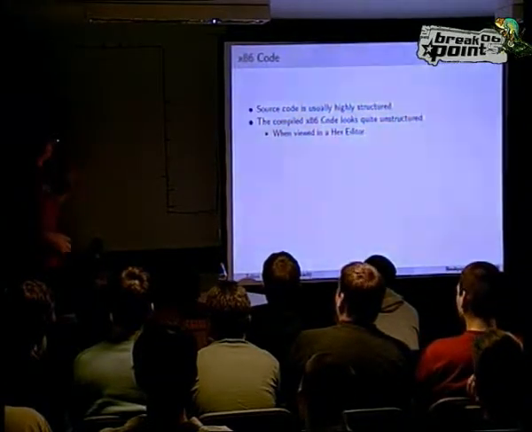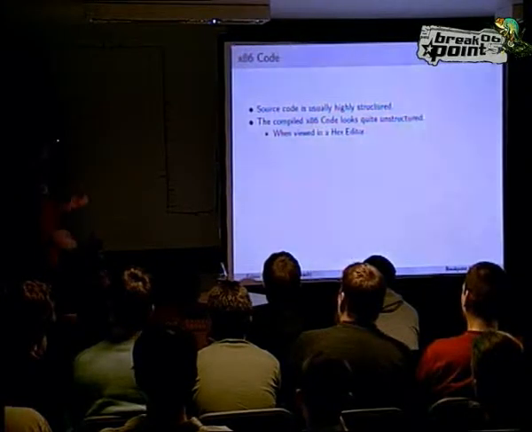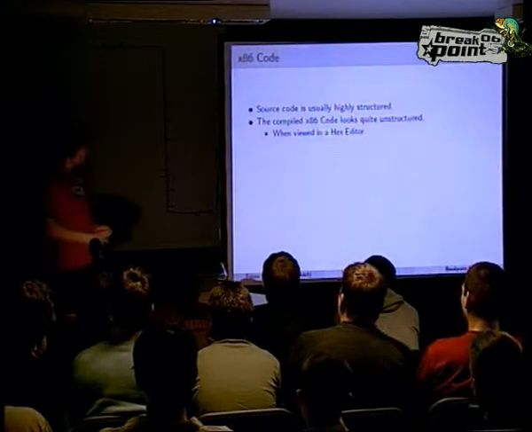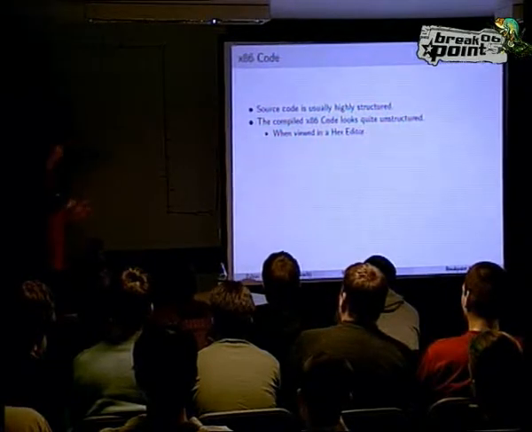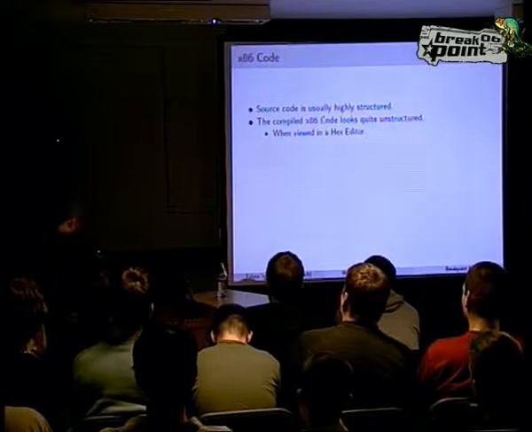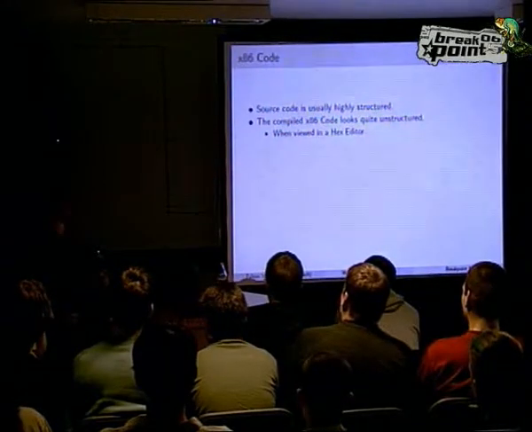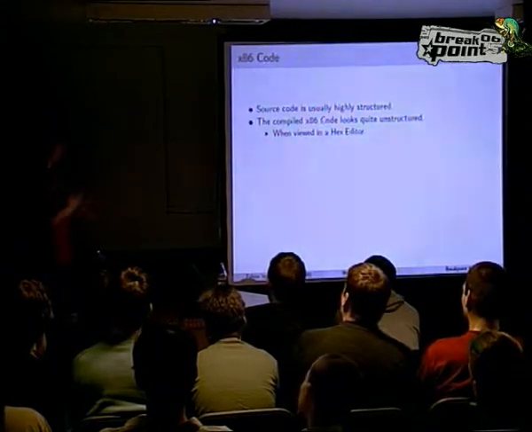And if you look at the compiled code, it looks quite unstructured. It's basically a sequence of just straight-line code with some if and goto instructions. That's what it maps to on an assembly level. And when you view it in a hex editor, you get a sequence of very random-looking bytes.